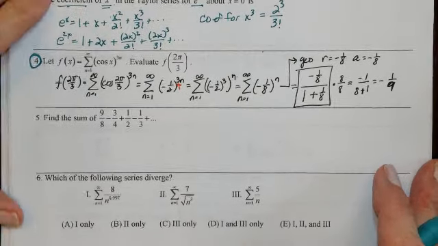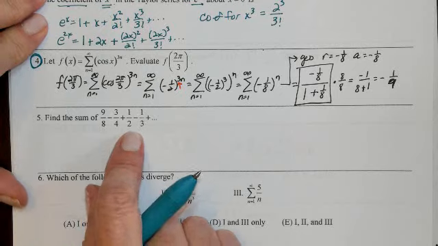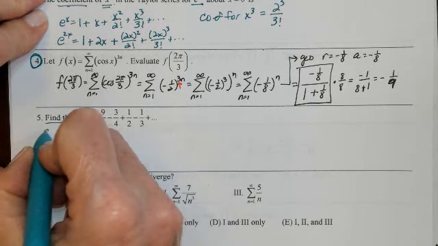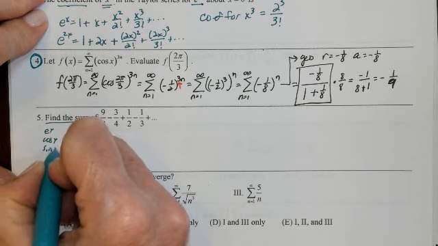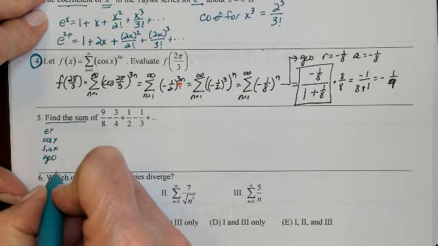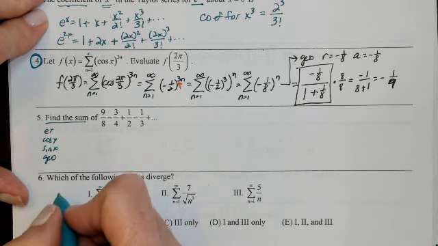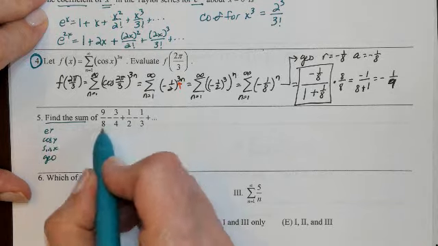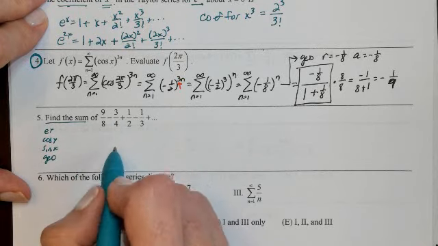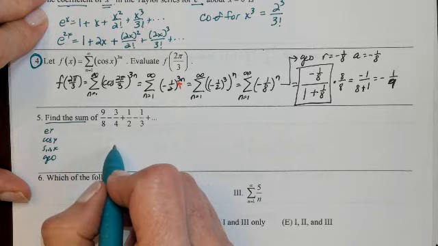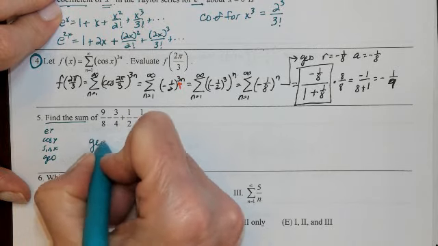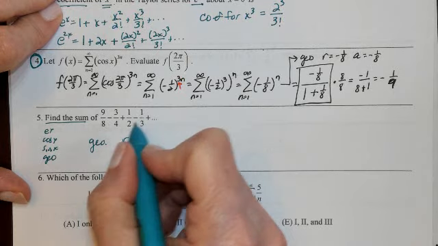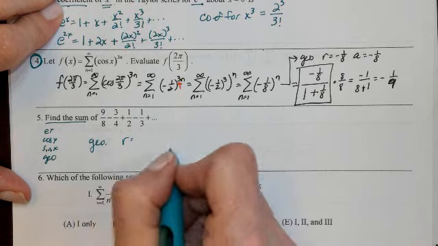Okay? Number 5, find the sum of this series. Well, to actually find the sum, we know it either has to be e to the x, cosine x, or sine x, or geometric or telescoping. Those are the only ones that we can find the sum of. This is clearly not one of our Taylors because I don't see any factorials. So this has to be geometric. Let's find r. To find r, you can take any term and divide by the term in front of it.